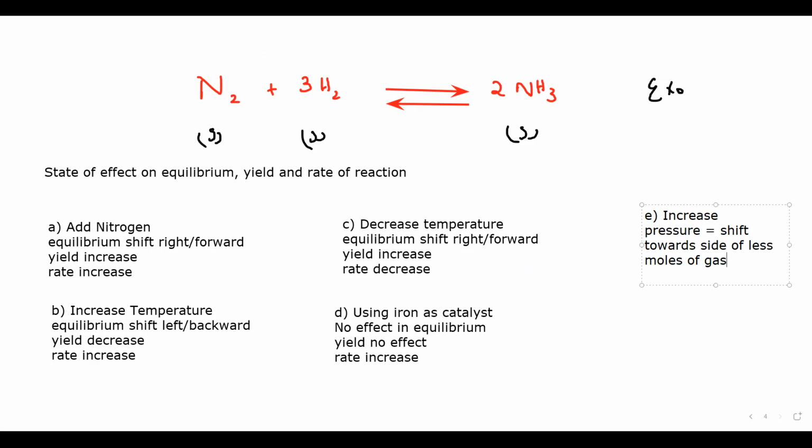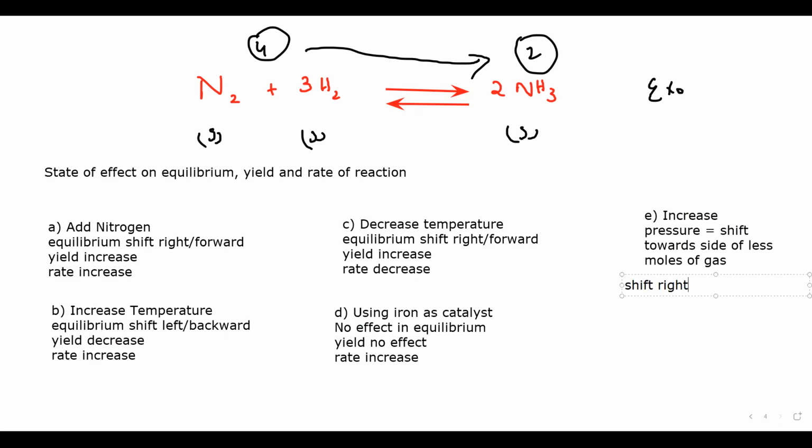When we check the number of particles of the gas on the reactant side, that is 4, and on the product side, that is 2. So when we increase the pressure, the equilibrium balance will shift towards the side with fewer moles. In this example, it will shift towards the right hand side or forward. And whenever the equilibrium shifts towards the right hand side or forward, the yield will increase, and the rate is directly proportional to pressure. If you increase the pressure, the rate will also increase.